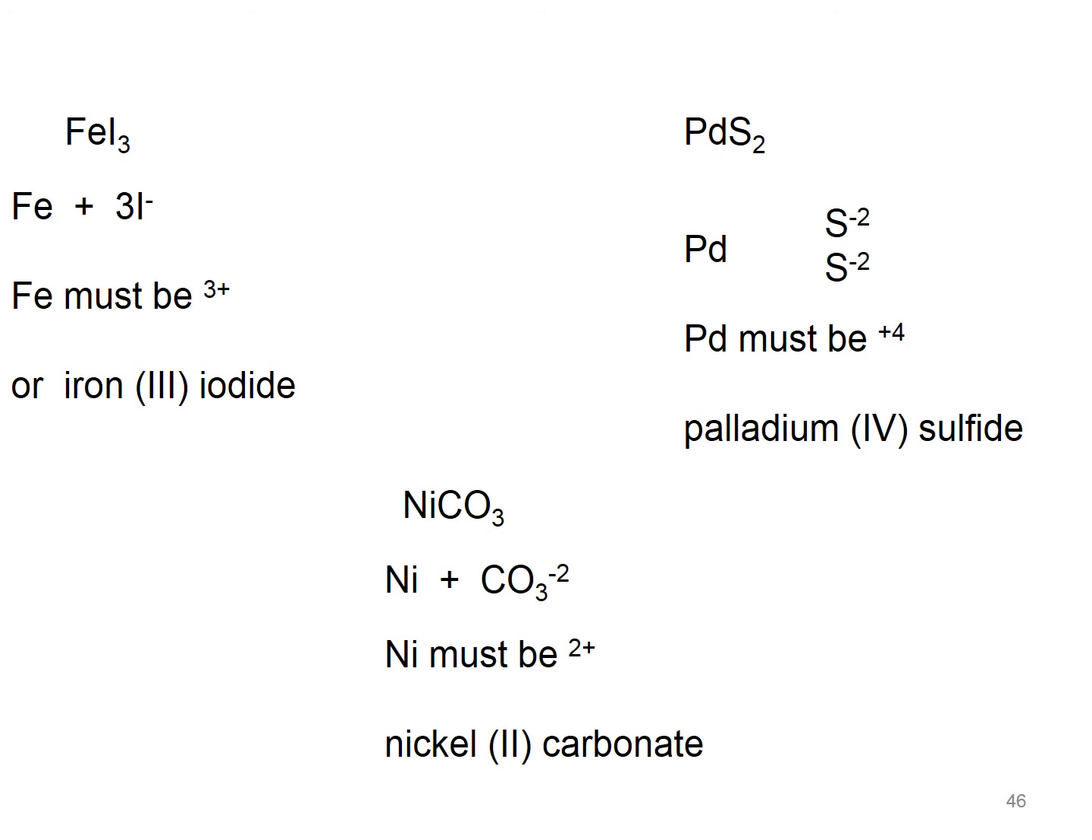The last one is the most tricky. We have 2 sulfurs per palladium. Since each sulfur is -2, palladium must be the opposite of that total charge. So palladium must be +4. So we'd call this palladium, Roman numeral 4, sulfide.